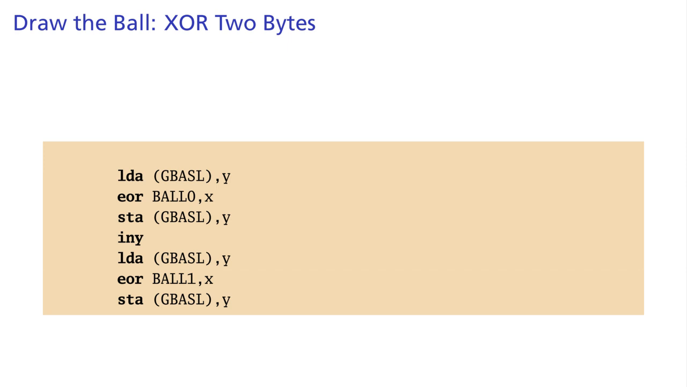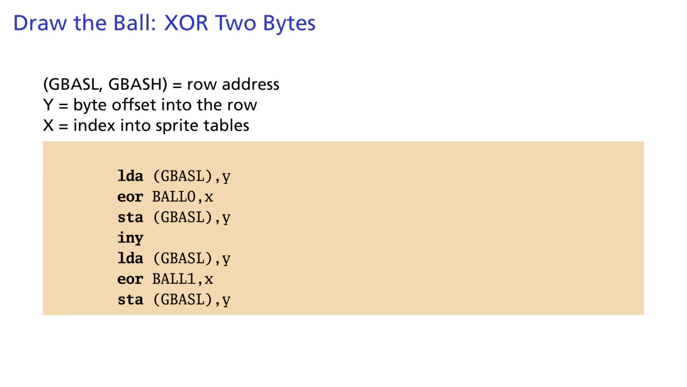I knew the speed of the ball drawing function would be critical, so I wrote it starting from these inner few lines, which load a byte from the screen, exclusive OR it with a byte from the preshifted shape table, store that on the screen, then do it again for the next byte. This code assumes I've put the address of the beginning of the row into GBASL and GBASH, so the Y index register needs to hold the byte's offset in the row. That leaves the X register to hold the index into the shape tables.